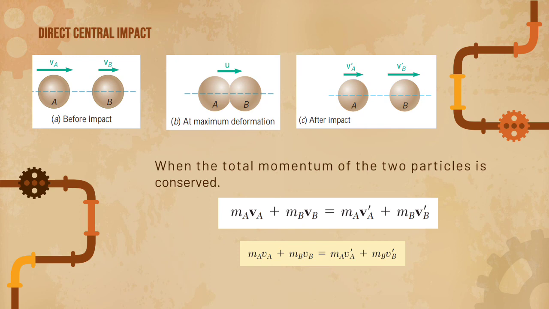Since all the velocities considered are directed along the same axis, we can replace the equation obtained by the following relation involving only scalar components. The equation becomes m sub A times v sub A plus m sub B times v sub B equals m sub A times v'(A) plus m sub B times v'(B).